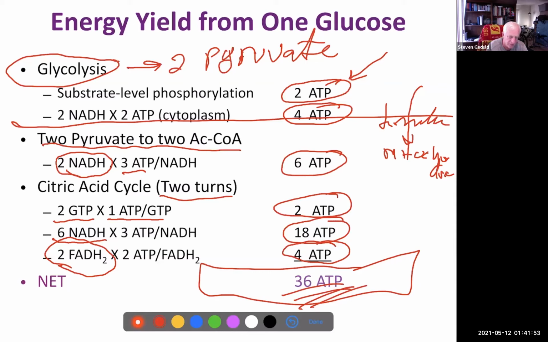Any other questions on the citric acid cycle and this pyruvate going through it from glycolysis? I have a question. Sure. Have we gone over exactly how much ATP we need to do things?